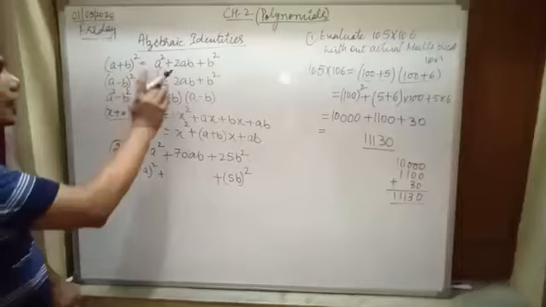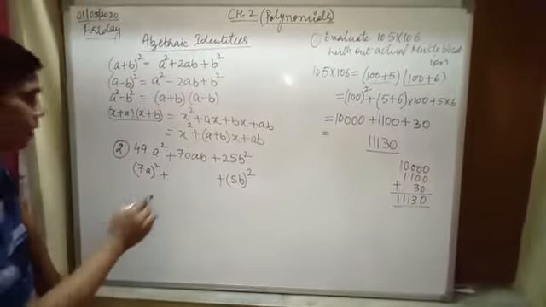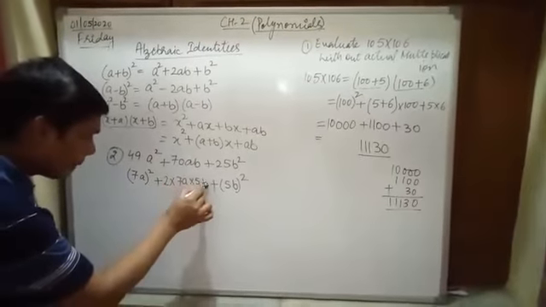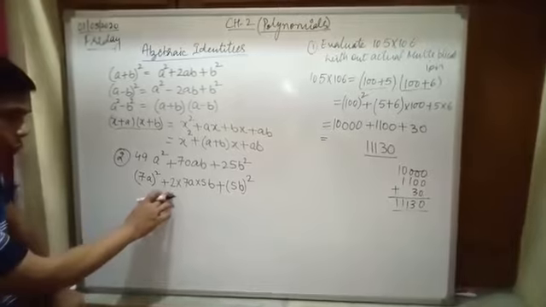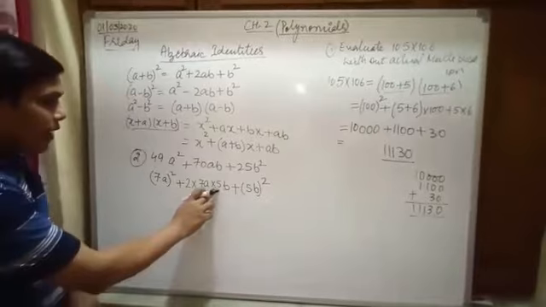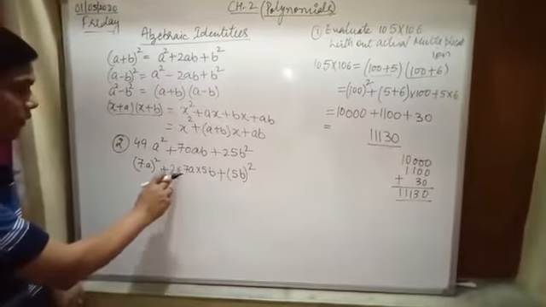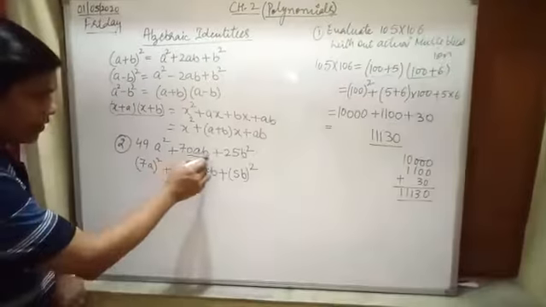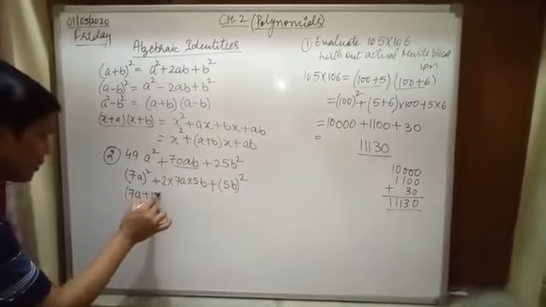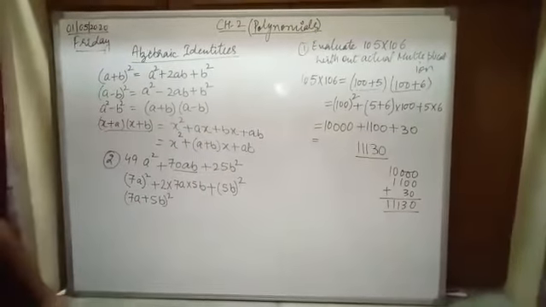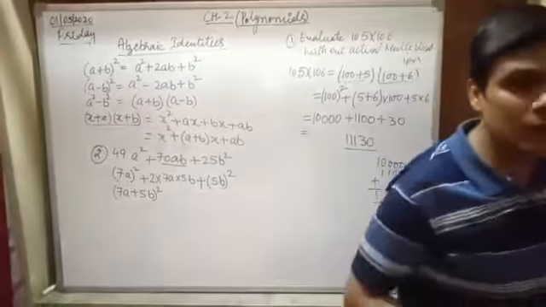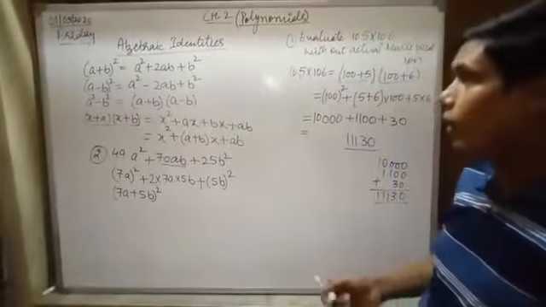In between, the term must be 2ab. Check it. 2 into 7a into 5b. 5 sevens are 35, 35 twos are 70. It is 70. We can rewrite it as (7a plus 5b) whole square. So we use the identity (a plus b) whole square to solve the second question.